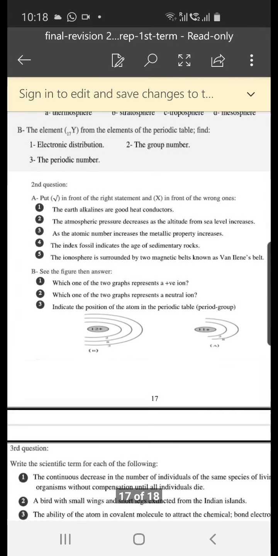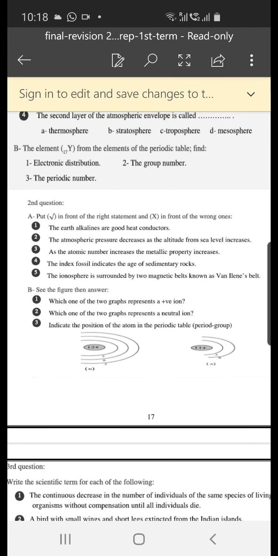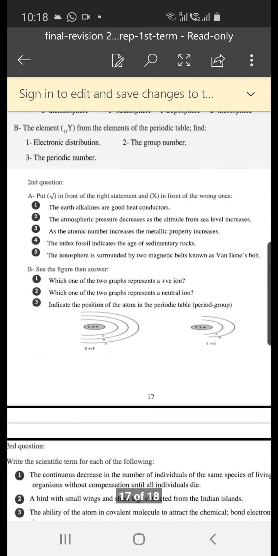Number B, the element Y17 from the elements of the periodic table. Find its electronic distribution. Of course, K, L, M: K2, L8, and M7. We find the group number from the number of electrons in the outermost energy level. The outermost energy level M contains 7 electrons, so the group number is 7A. The period number is indicated by the number of energy levels. It has 3 energy levels, so it is found in period 3.